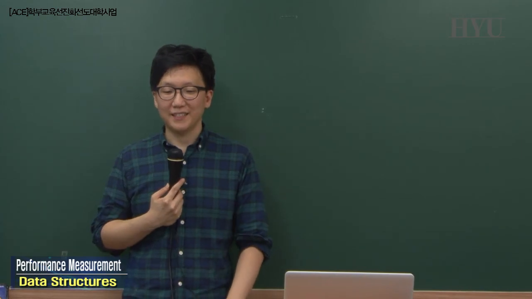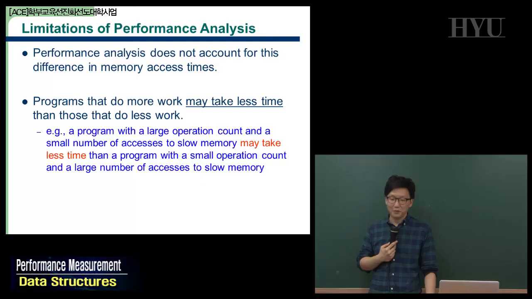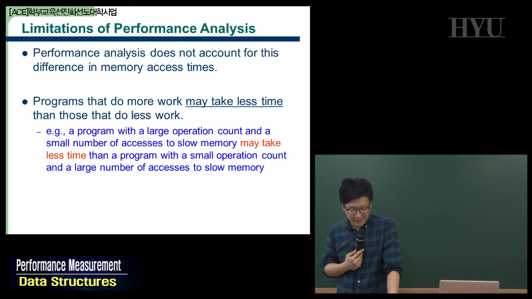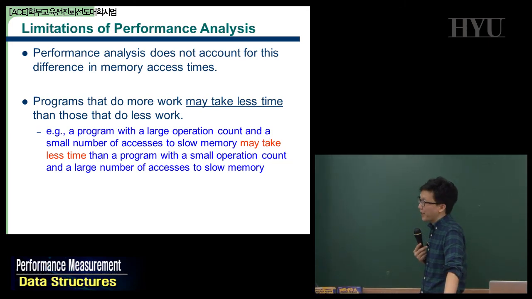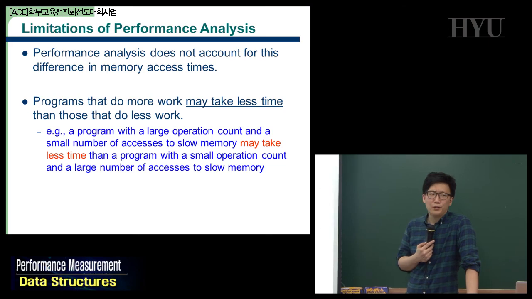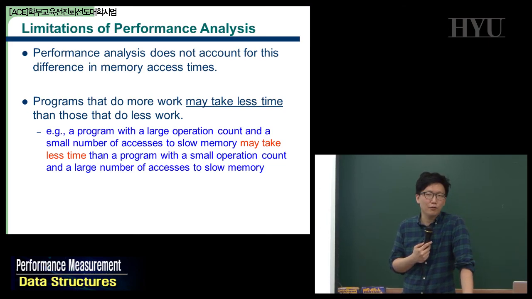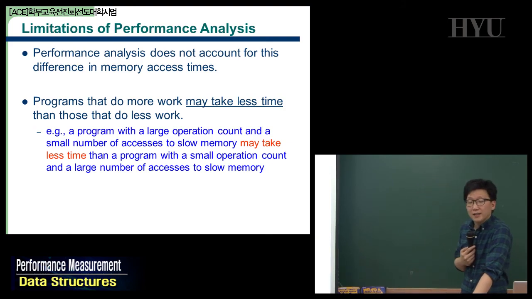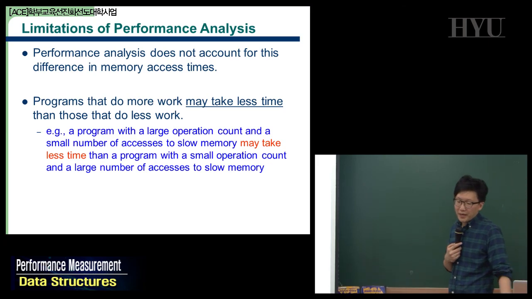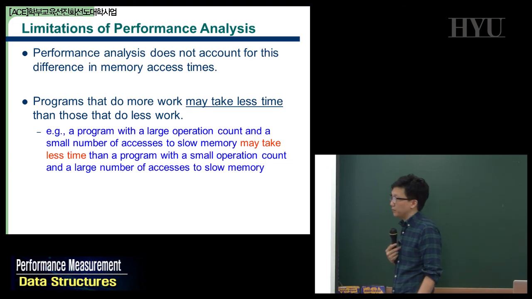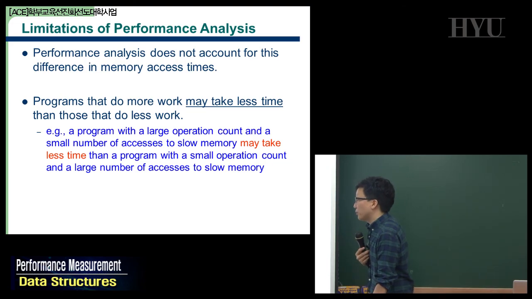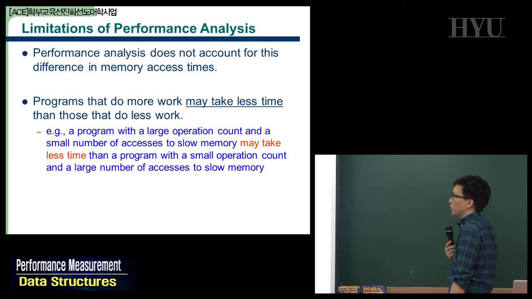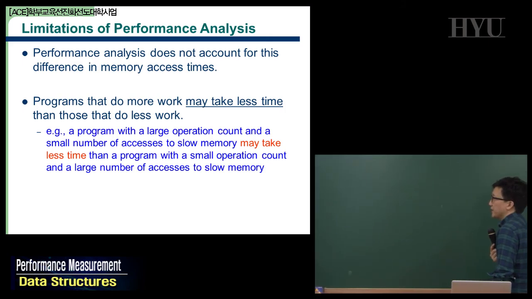Limitations of performance analysis. What are the shortcomings of this performance analysis? Performance analysis does not account for difference in memory access time. We haven't discussed anything regarding memory access patterns in big O notations and omega notations. So there is no mechanism to take care of those. Programs that do more work may take less time than those that do less work. A program with a large operation count and small number of accesses to the slow memory may take less time.